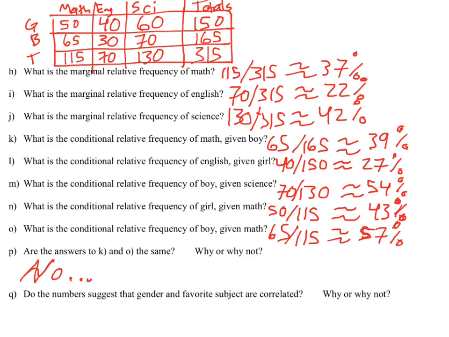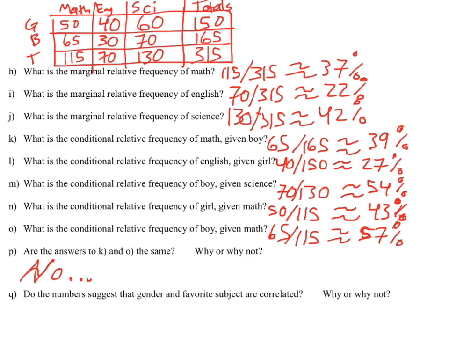Anyway, Q, do the numbers suggest that gender and favorite subject are correlated? So basically, is there a clear distinction between these for the percent? Like, if you're a girl, do you like some things more than others? And if you're a boy, do you like certain subjects more than others? Well, looking at these is a pretty good way to figure things out.